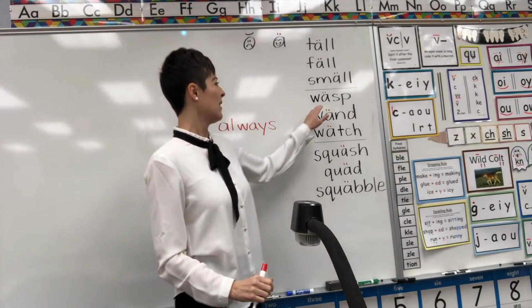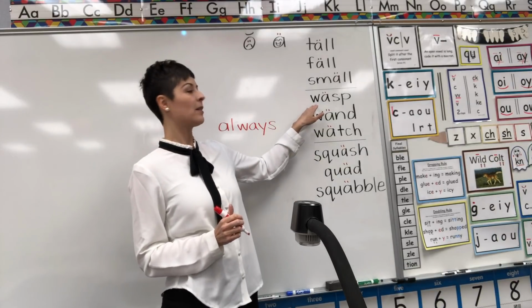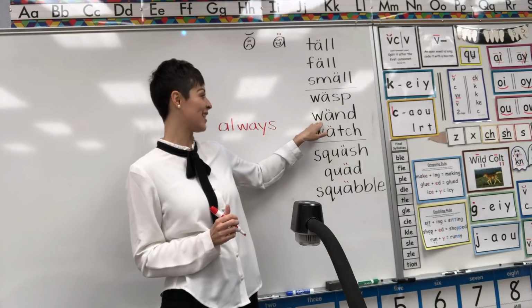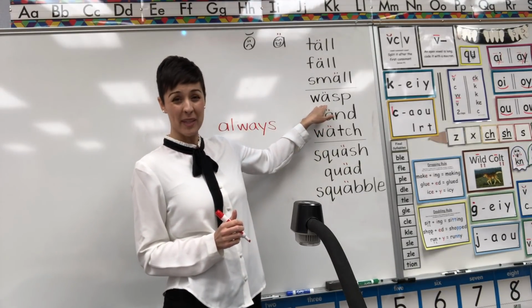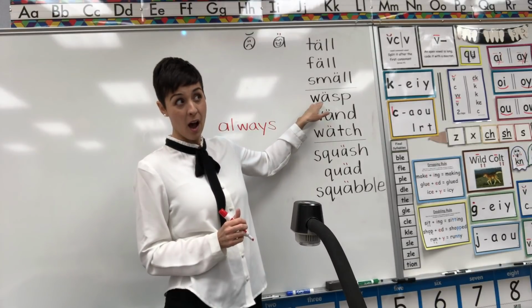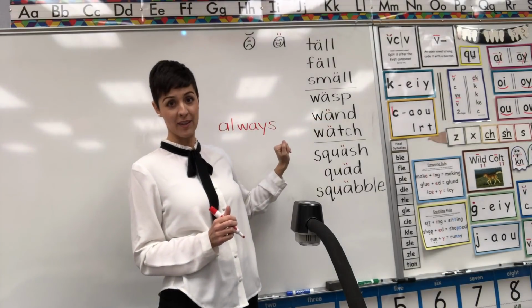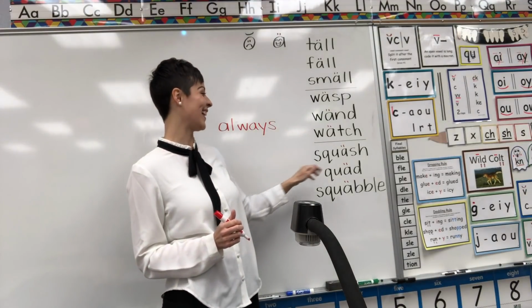You got it. So why is this A saying ah? Well, you might notice there's no letter L, but there is a letter W. An A that comes after a W will say ah. Wasp, wand, watch. Will you do it? Wasp, wand, watch. You got it.